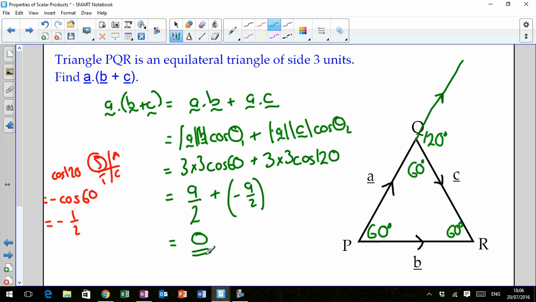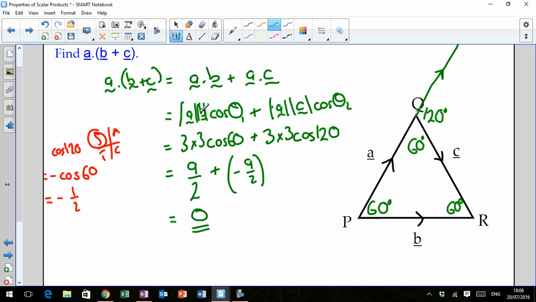Which is interesting because we know something about a dot product equals 0, don't we? If a dot product is equal to 0, we know the vectors have to be perpendicular. But the question here is, what vectors are perpendicular? Now the dot product you're doing is a dot (b plus c), and that is equal to 0. Therefore, a is perpendicular to the vector b plus c.